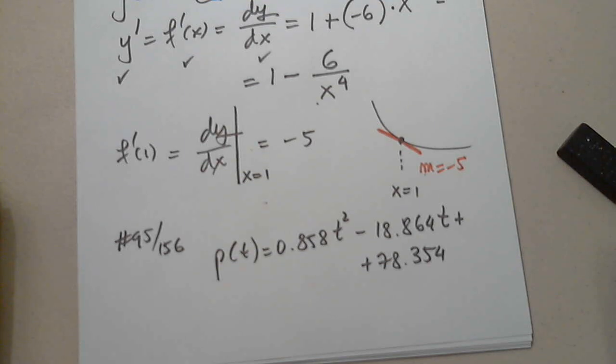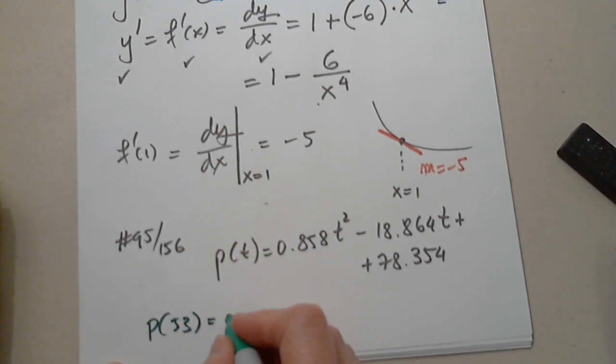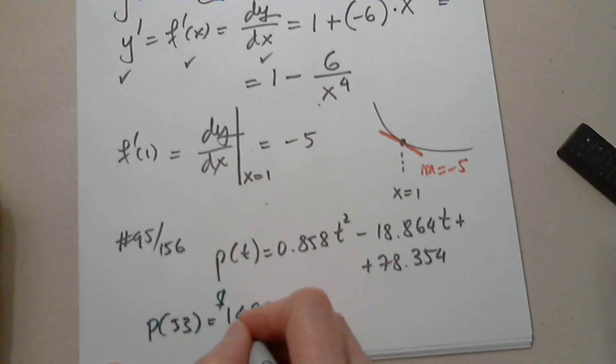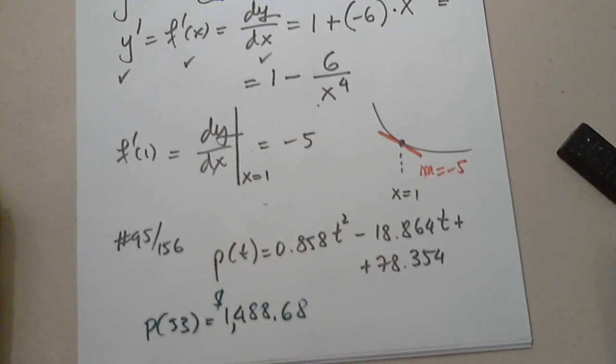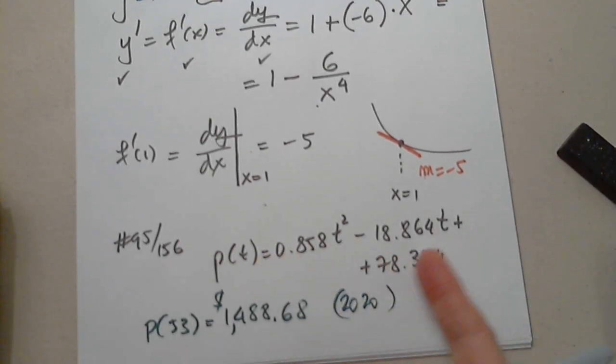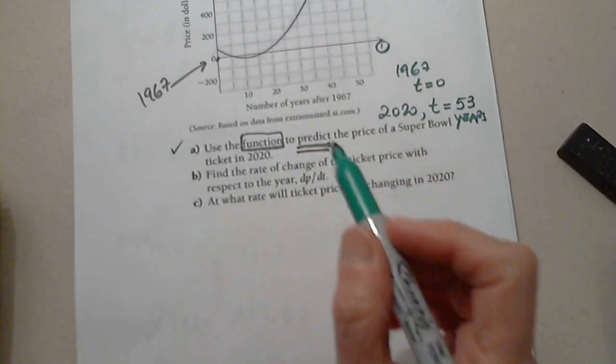They wish, right? They had no idea. So P of 53, it appeared to be 1,488 dollars and 0.68 cents, since it's US dollars. So we determined the price in 2020 according to this formula. Fine, that is done. Part A is clear.